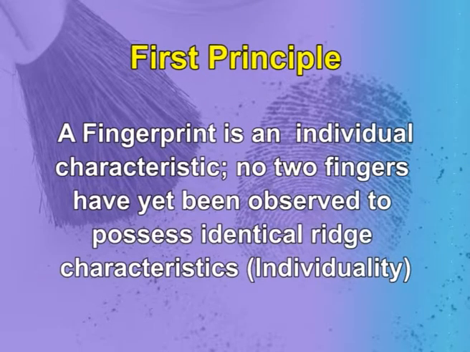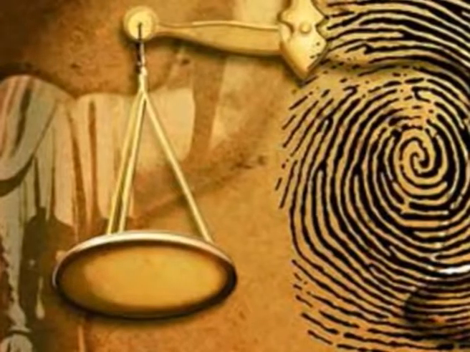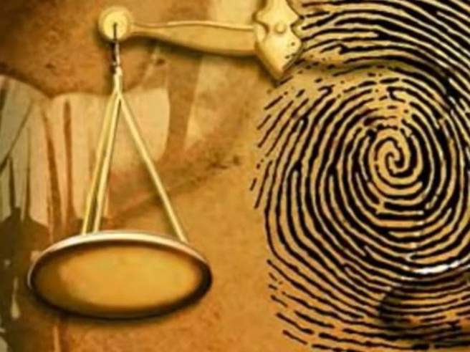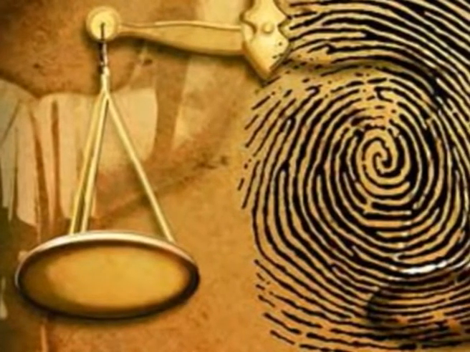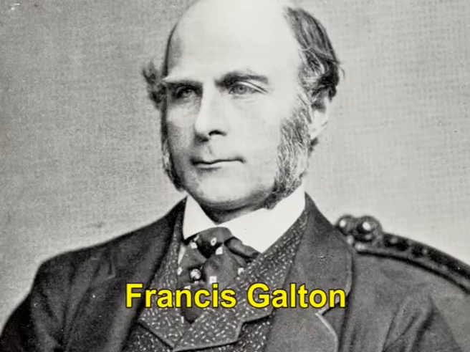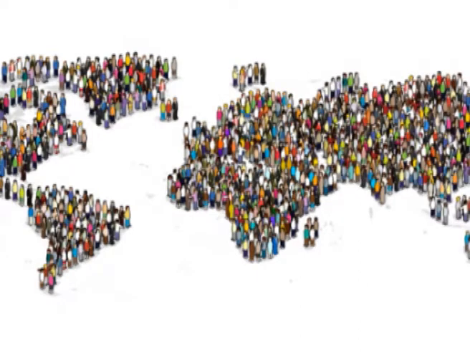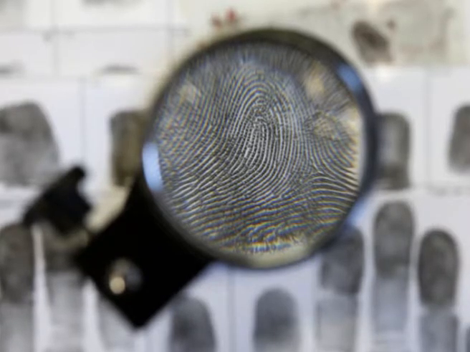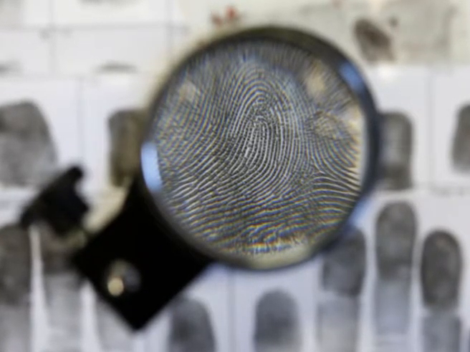No two fingers have yet been observed to possess identical rich characteristics. The acceptance of fingerprint evidence by court has always been predicated on the assumption that no two individuals have identical fingerprints. Early fingerprint experts consistently referred to Galton's calculation showing the possible existence of 64 billion different fingerprints to support this view. The current population of the world is around 7.4 billion. Thus, the probability for the existence of two identical fingerprint patterns in the world's population is extremely rare.